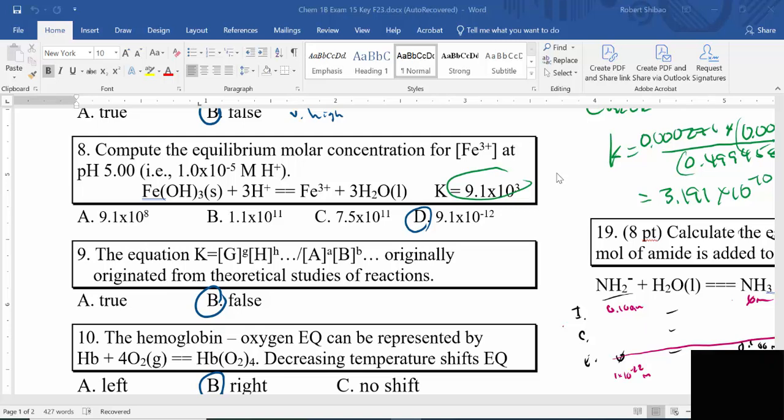Compute the equilibrium molar concentration at pH 5. We did this one in class. Do you remember? So it's just solving for one unknown. If we look at that K, 9.1 times 10 to the 3, that favors what? Product or reactant or both? Favors products. We should have a little bit of reactant left over, but primarily favors product. So that's why I circled it here. I was just looking at that number.